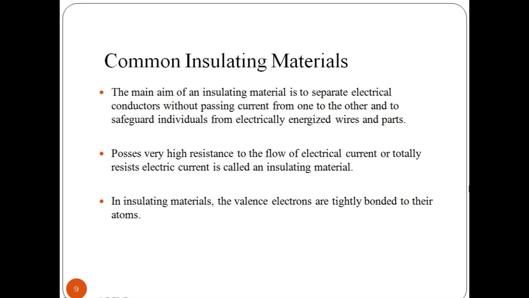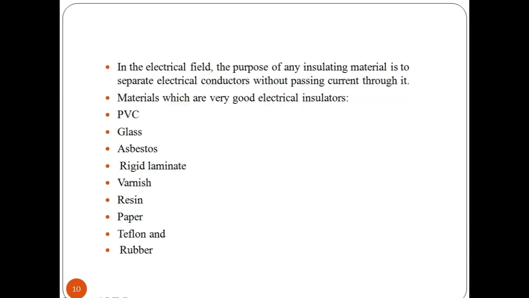Let us study about common insulating material, which is used to separate electrical conductors without passing the current from one to the other and to safeguard individuals from electrically energized wires and parts. A material that gives high resistance to the flow of electrical current, or totally resists electric current, is called an insulating material. Materials which are very good electrical insulators are PVC, glass, rigid laminate, varnish, resin, paper, Teflon and rubber.